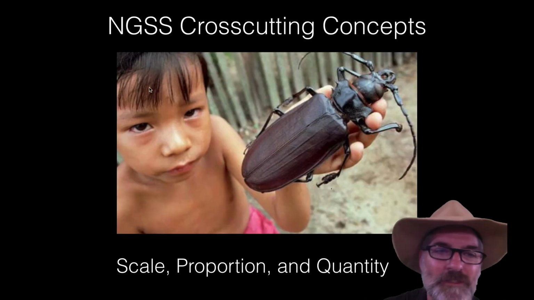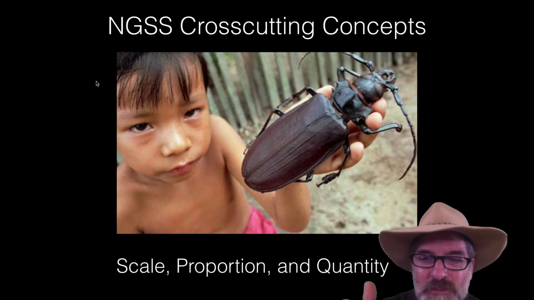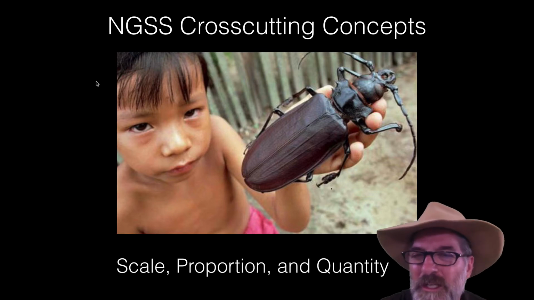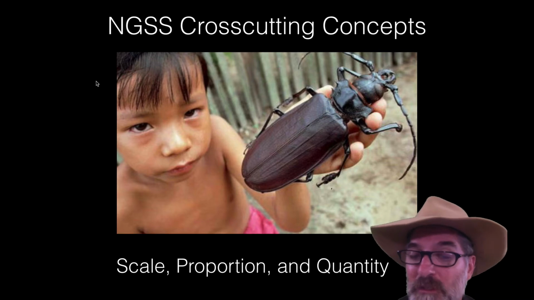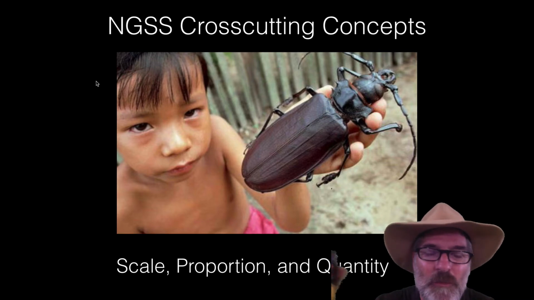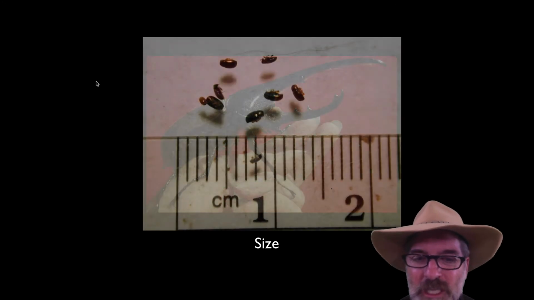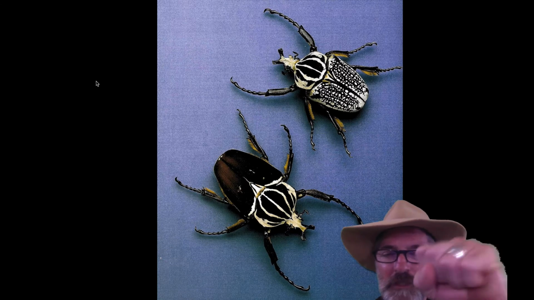So we talked about scale and proportion and quantity. These are the ways that scientists are thinking. So look at the size of that. So size and scale and proportion. Quantity, we know there's 350,000 different species of beetles. We know the size, the scale can be huge or really small, right? Here's huge. And we talked about could be just a couple millimeters in length. Again, Goliath beetle right here.